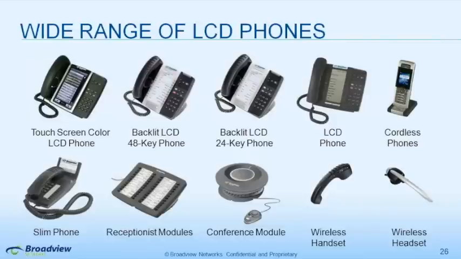So we have a full range of phones. On the far left, we have a colored touchscreen phone, all the way down to a cordless phone. And in between, we have a couple of backlit phones here. One's 48 key, the other one's 24 key. This one is not backlit, but it still has that big LCD screen on the front, so you can see exactly which feature is assigned to which button on the phone. And again, as you make changes on the online portal or online website, they automatically show up on this phone.